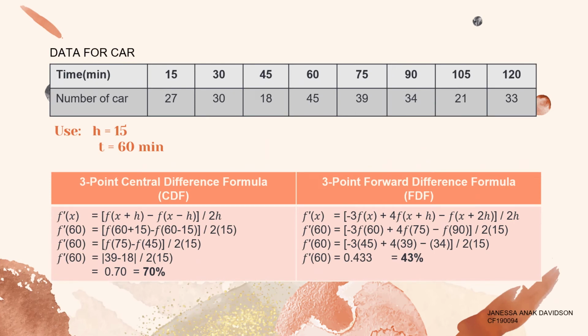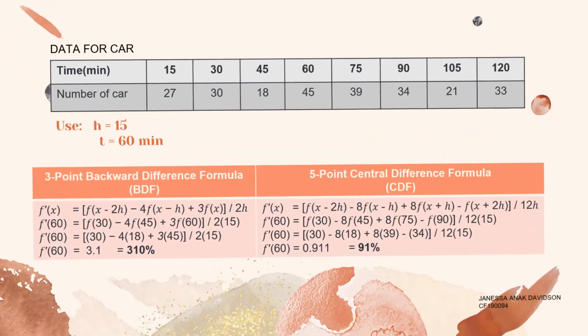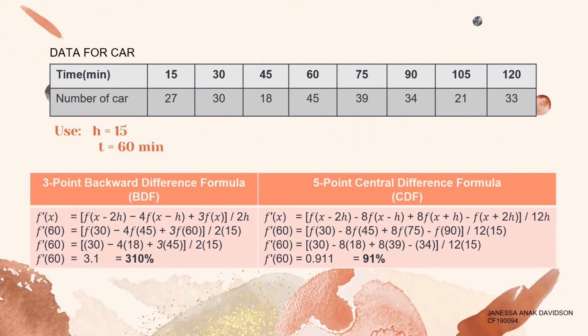Next one, moving to the 3-point central difference formula, CDF. The result is 70%. Next, 3-point forward difference formula, FDF. The result is 43%. Moving to the next one, 3-point backward difference formula, BDF. The result is 310%. And the last one, 5-point central difference formula, CDF, 91%.